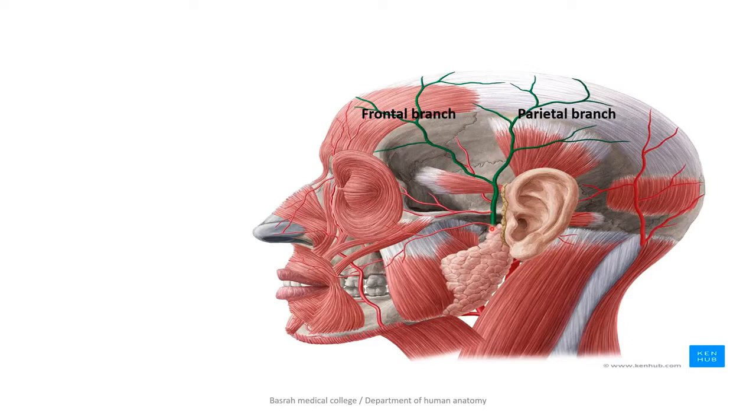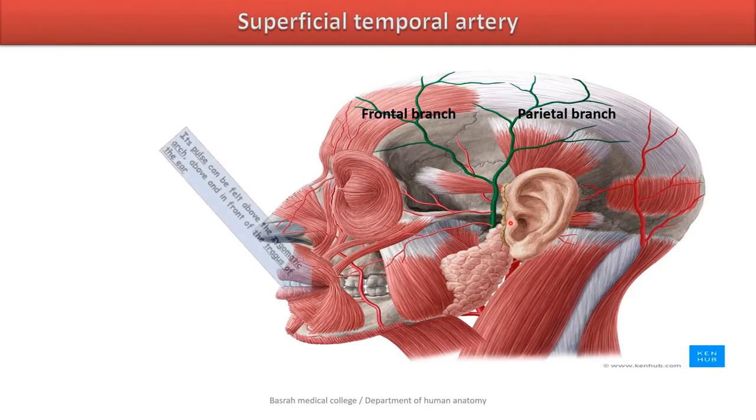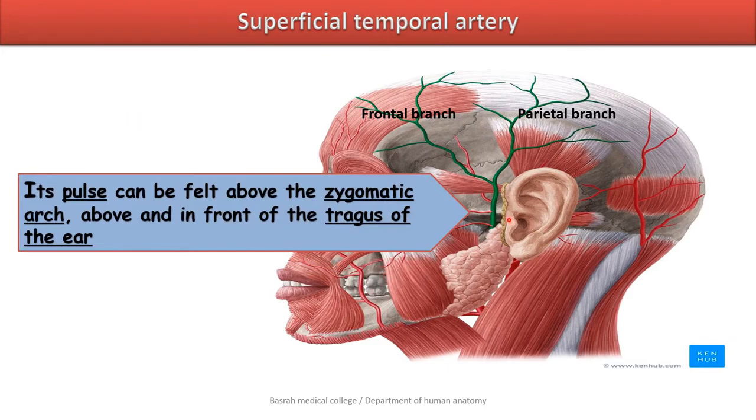هنا pulsation of this artery can be felt in front of the tragus of the ear. هذا المكان اسميه tragus of ear. okay، this area is known as the tragus of the ear. So its pulse can be felt above the zygomatic arch, above and in front of the tragus of ear. فإذا واحد سألك where to feel the pulse of the superficial temporal artery، تقول it can be felt above the zygomatic arch اللي هو هذا. ليش؟ يعني يكون superficial in front of the tragus of the ear. واضح؟ هذا site of feeling the pulse of the superficial temporal artery.